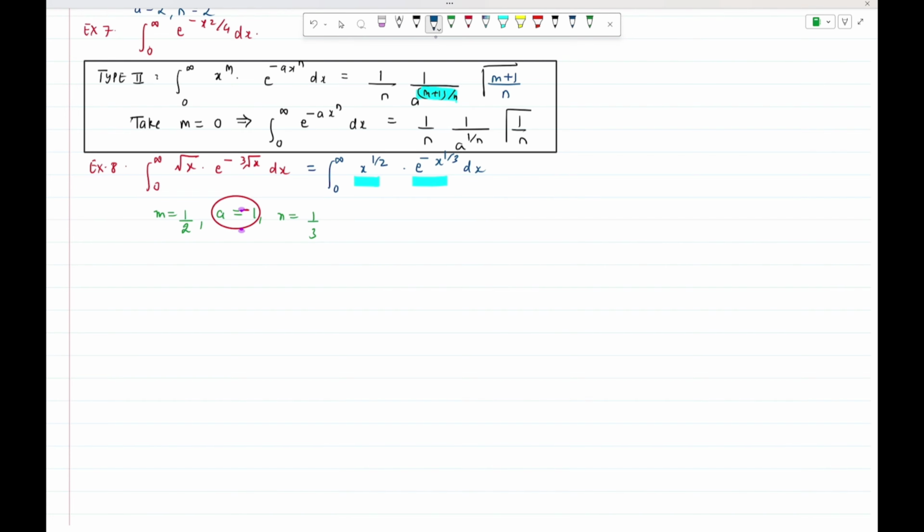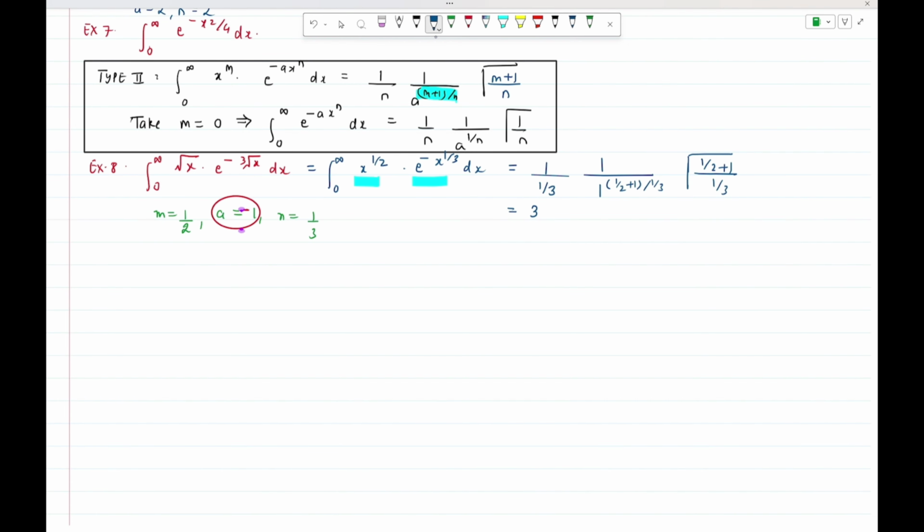Okay. So coming to the evaluation using type 2, we know that this is going to be 1 over n, and in this case is 1 by 3. Then 1 divided by a raised to m plus 1 by n. So a is 1, m plus 1 is half plus 1, by 1 by 3. And then gamma of m plus 1, that is half plus 1, divided by 1 by 3. So this fraction can be reciprocated and this is going to give us 3.